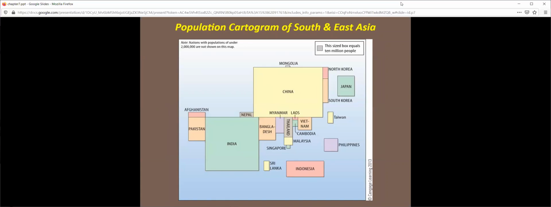Cartogram, as shown before, pretty basic. China, India, gigantic, but other countries aren't necessarily small in population size either.